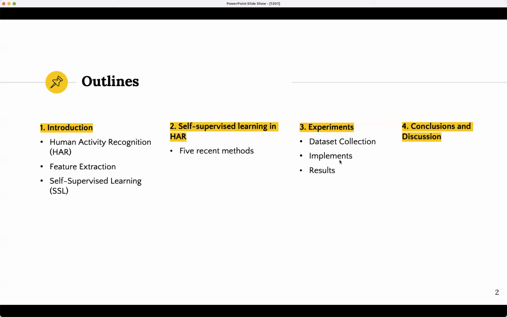And in the second part, I will introduce 5 recent methods addressing self-supervised learning in human activity recognition. The third part is experiments, showing how they perform in this kind of task. And the last one is conclusions and discussion.